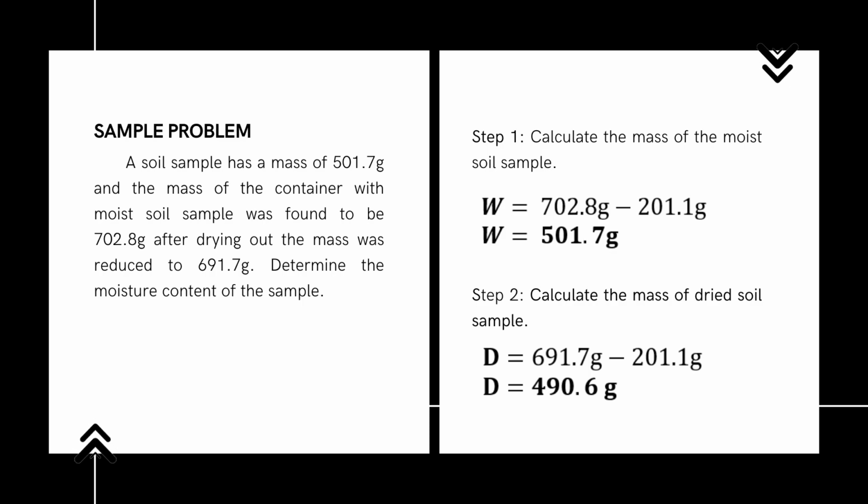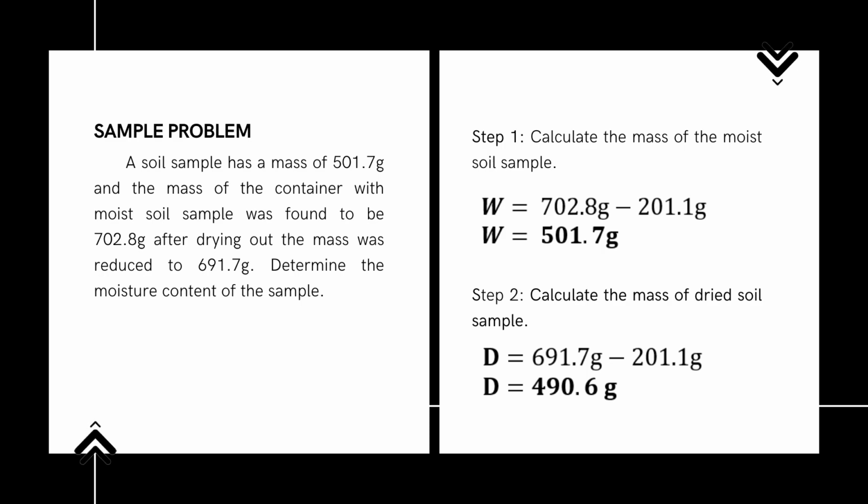So, given yung mass of the container, which is 201.1 grams, container with moist soil sample is equal to 702.8 grams, and container with dried sample is equal to 691.7 grams. Since hindi given yung values ng W at D, solve natin sila ngayon. So, makuha natin yung W by subtracting the mass of the container to mass of the soil sample plus the container. So, yun yung formula natin para makuha natin yung W tsaka yung D. So, 702.8 minus 201.1 is equal to 501.7. Yun yung equal sa W.